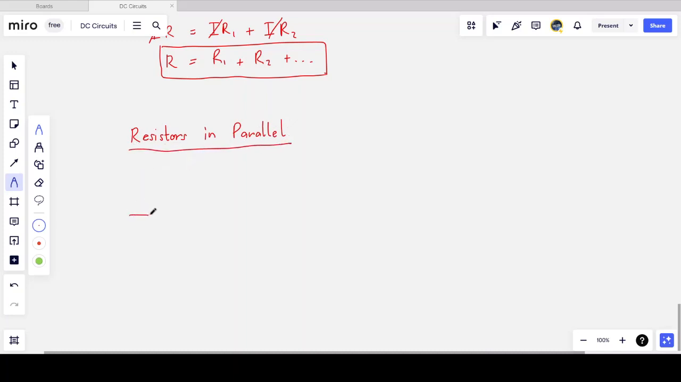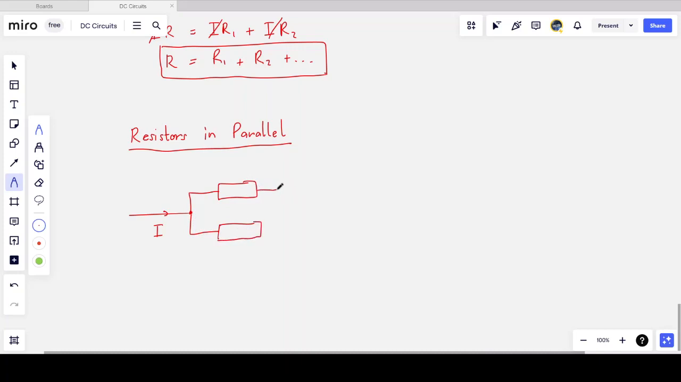So let's draw another circuit where current I comes in. There's a junction, which means the current must split. I'm again going to have two resistors, but they're going to be in parallel with one another, meaning they're going to lie in different branches.